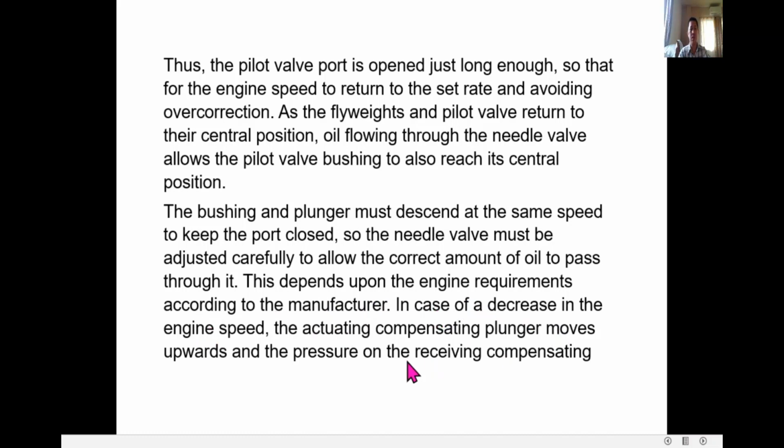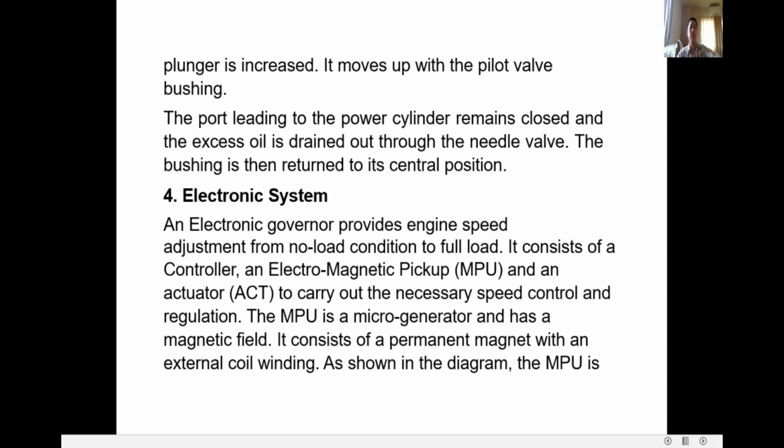In case of a decrease in the engine speed, the actuating compensating plunger moves upwards and the pressure on the receiving compensating plunger is increased. It moves up the pilot valve bushing. So the port leading to the power cylinder remains closed and the excess oil is drained out through the needle valve, and the bushing is then returned to its central position.